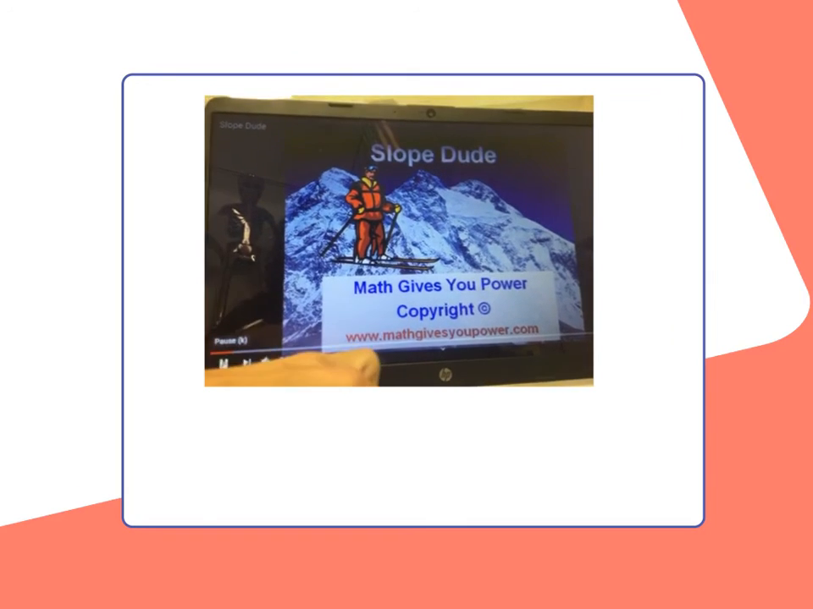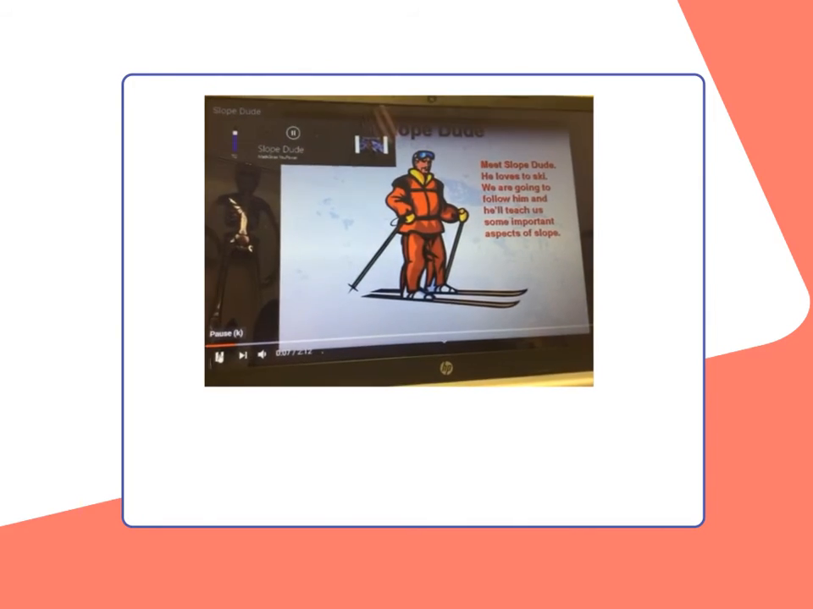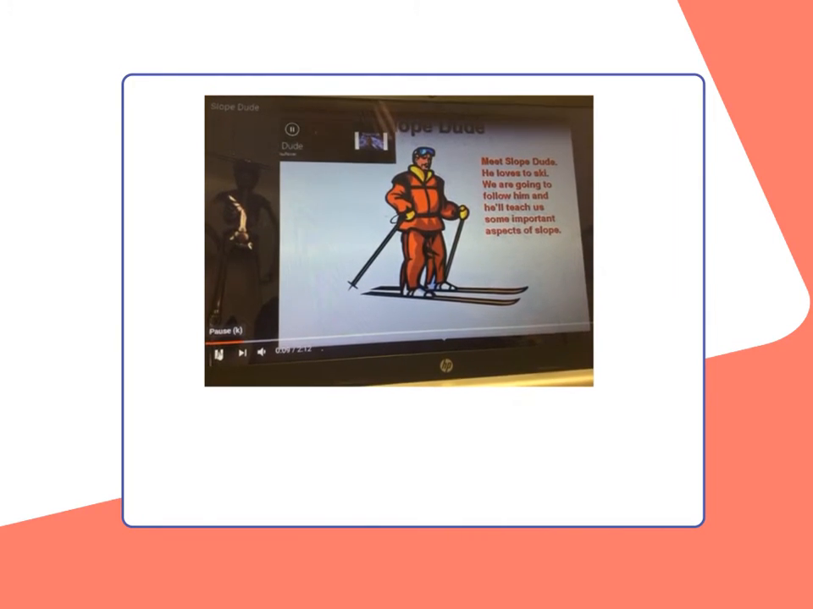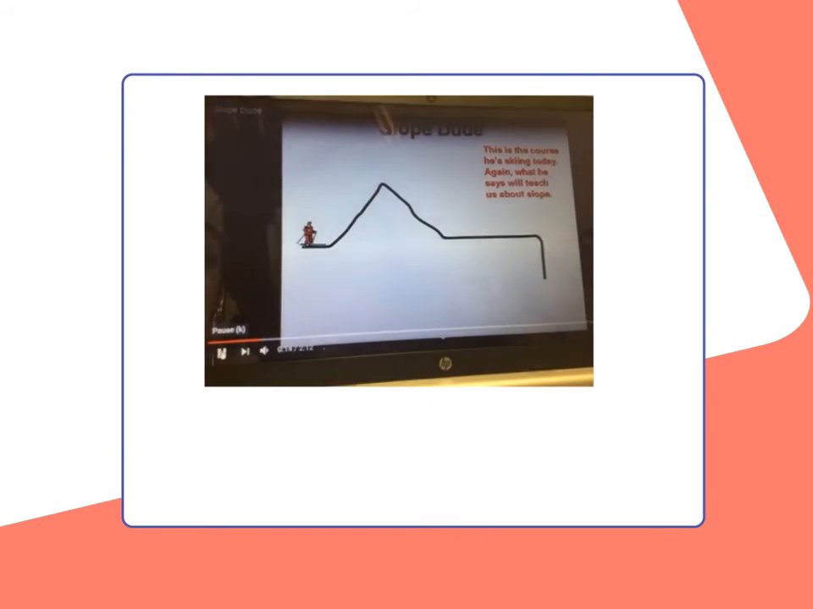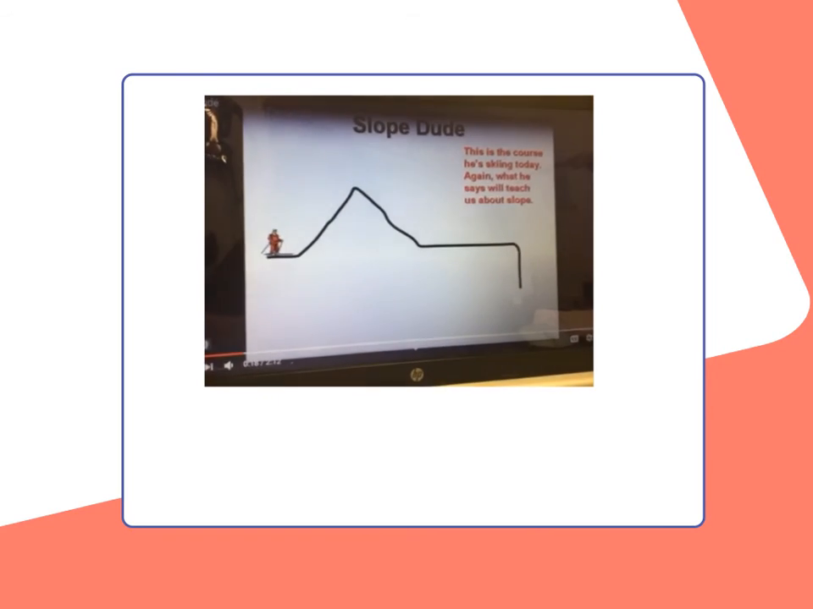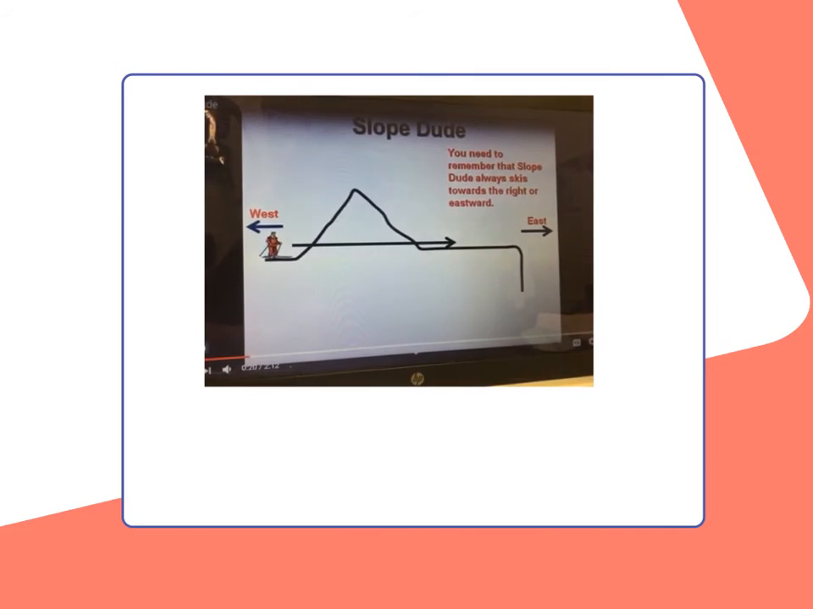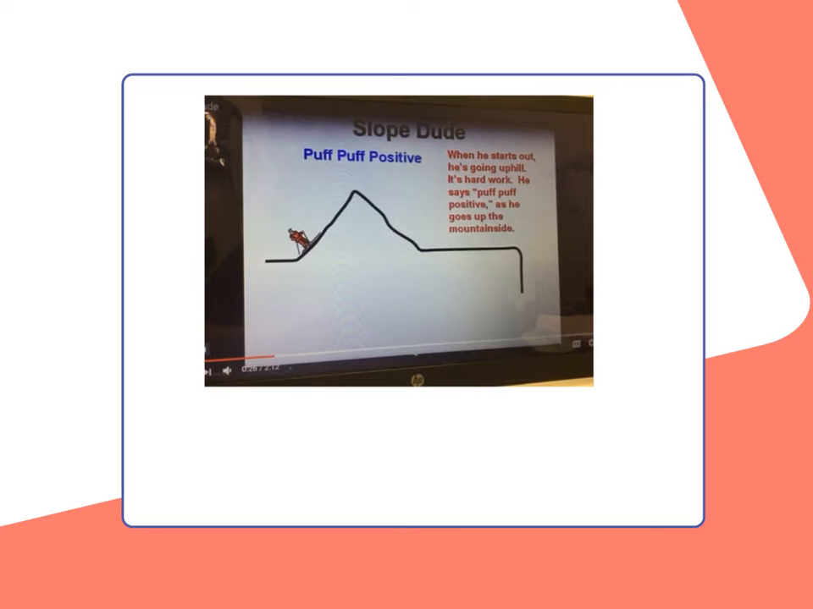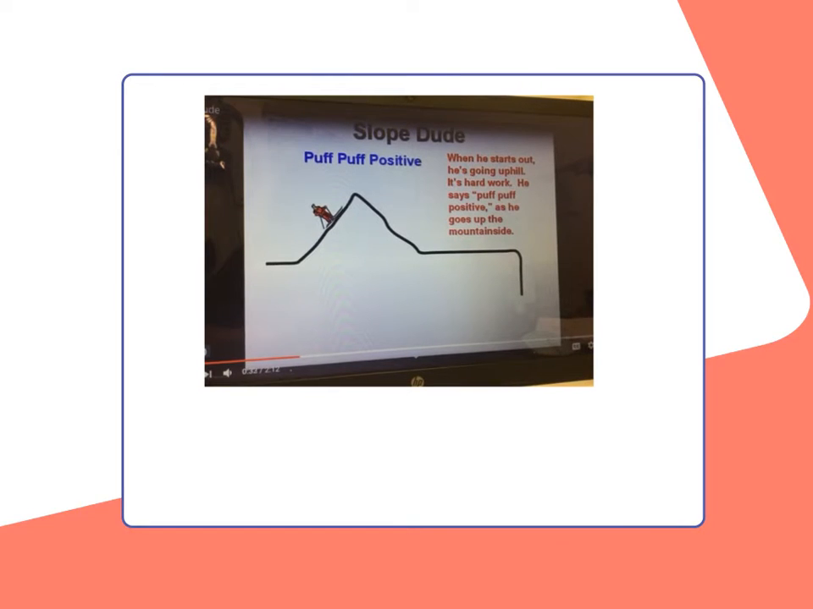Welcome to the adventure of Slope Dude. Meet Slope Dude. He loves to ski. We are going to follow him and he'll teach us some important aspects of slope. This is the course he's skiing today. Again, what he says will teach us about slope. You need to remember that Slope Dude always skis toward the right or eastward. When he starts out, he's going uphill. It's hard work. He says puff, puff, positive as he goes up the mountainside.